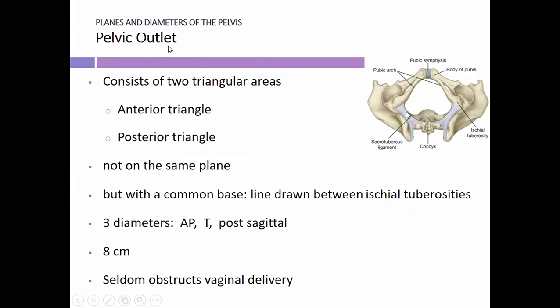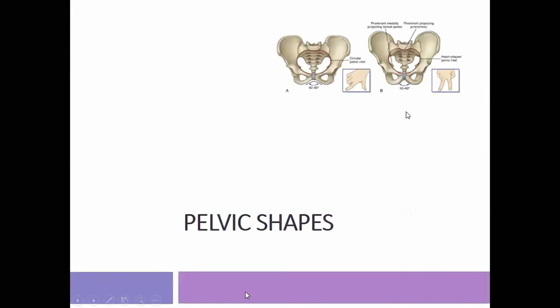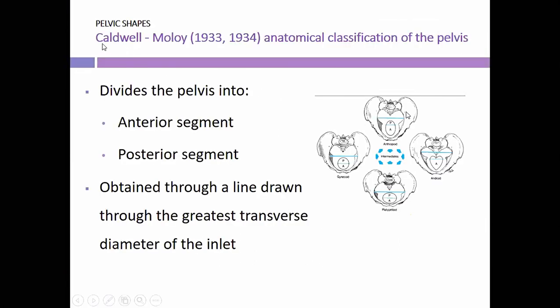Now the third part of the pelvis is the pelvic outlet. Actually, this seldom obstructs vaginal delivery. So we go now to the different shapes of the pelvis. This was classified by Caldwell and Moloy. They divide the pelvis into the anterior segment and the posterior segment by drawing a line through the greatest transverse diameter of the inlet.